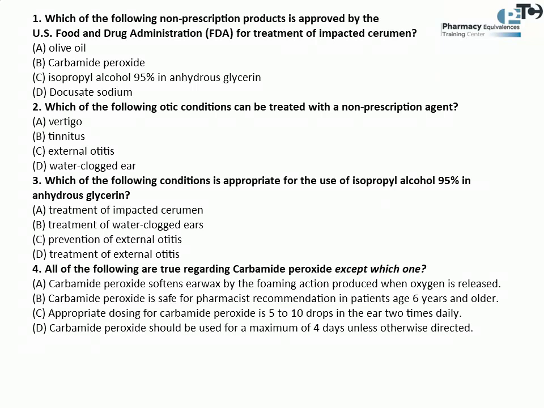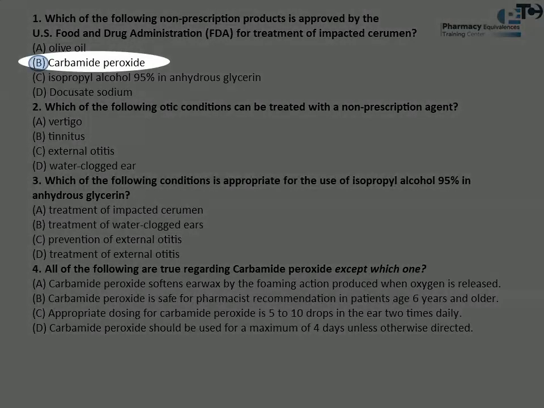1. Which of the following non-prescription products is approved by the U.S. Food and Drug Administration, FDA, for treatment of impacted cerumen? A. Olive oil. B. Carbamide peroxide. C. Isopropyl alcohol 95% in anhydrous glycerin. D. Docusate sodium. The answer is B.